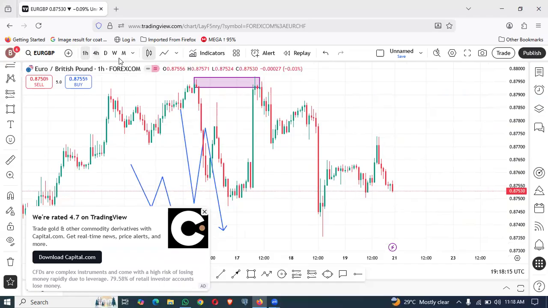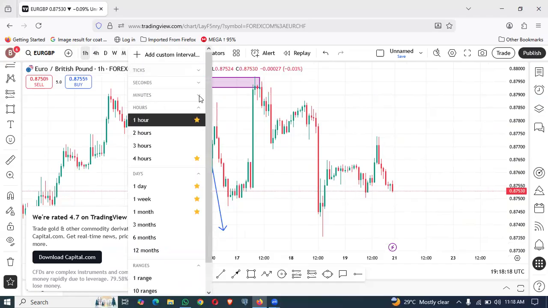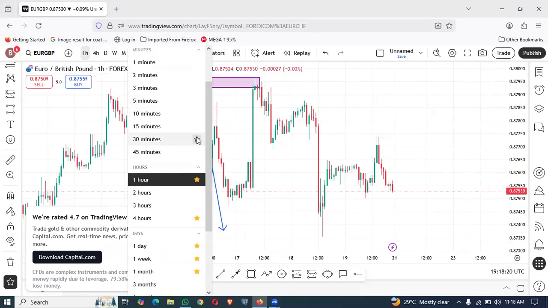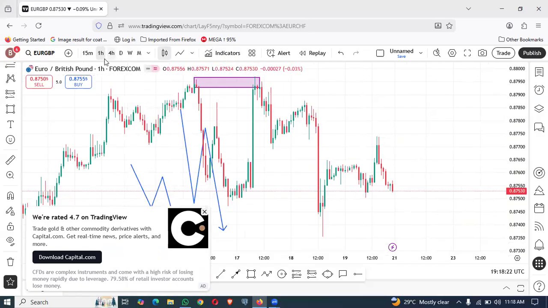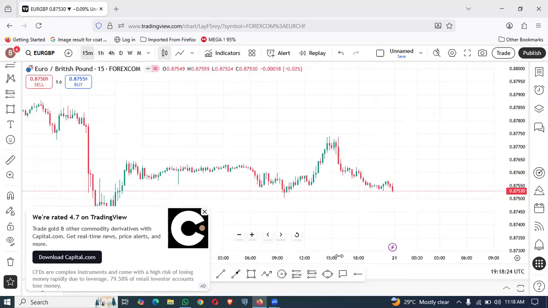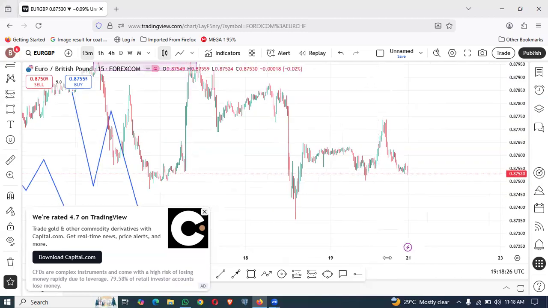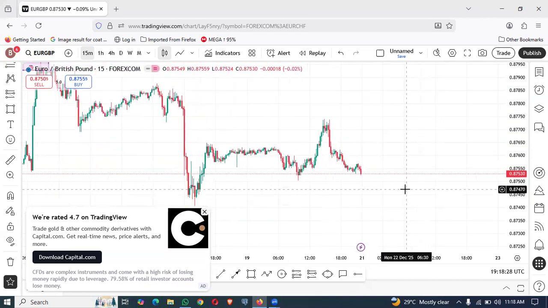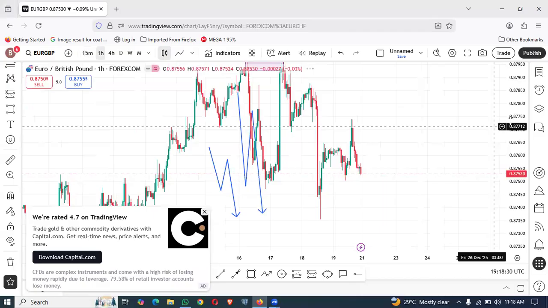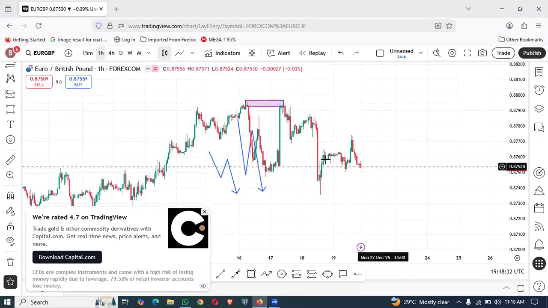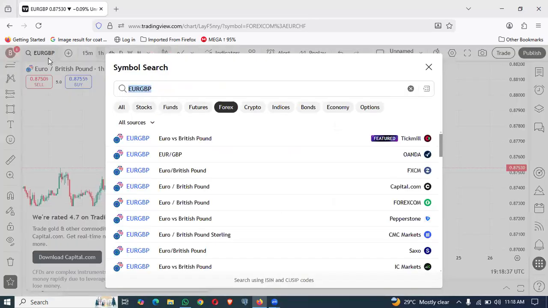So most likely, re-entry is not so sure for now. It's not so sure for now. So trash Euro GBP out of those pairs. Then we have Euro AUD there.